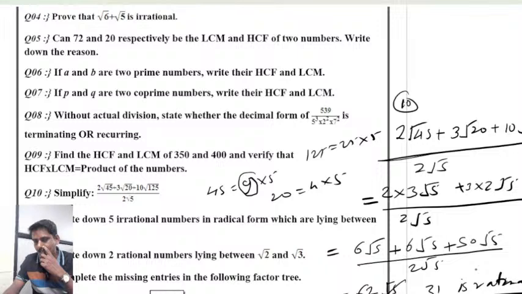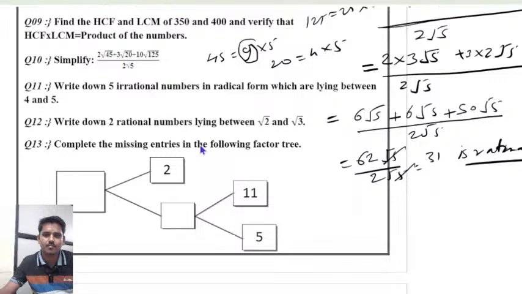The question number 11: write down 5 irrational numbers in radical form which are lying between 4 and 5. The numbers between 4 and 5 should be irrational. So 4 squared is 16, so we can write 4 as root of 16 and 5 as root of 25.